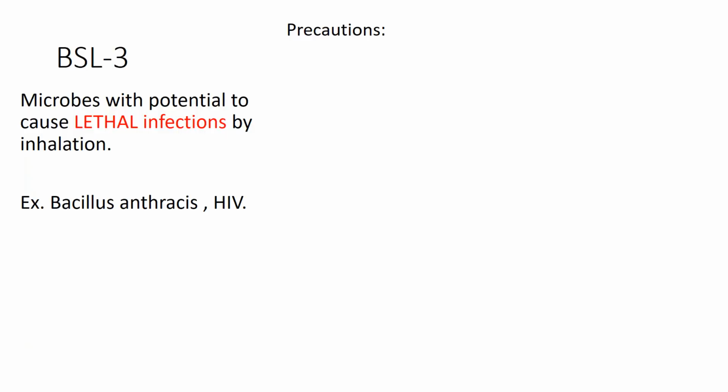So let's go to the third level, the biosafety level 3 microorganisms. Now these don't pose just a moderate risk. These do cause lethal infections if you inhale them. So the potential is very strong that once you inhale it, you will have disease. It's not just moderate, and it could be lethal. So an example is Bacillus anthracis or HIV. It does require extra precautions beyond that of BSL 1 and 2.